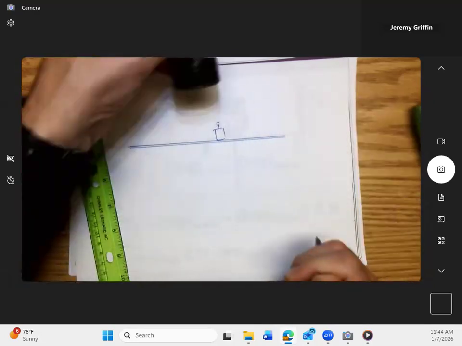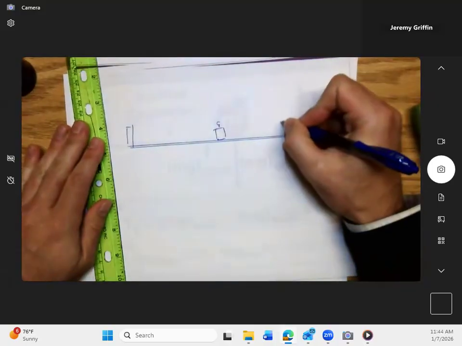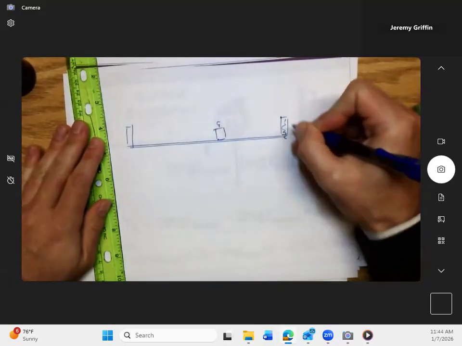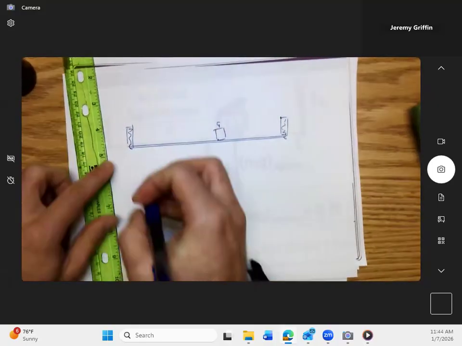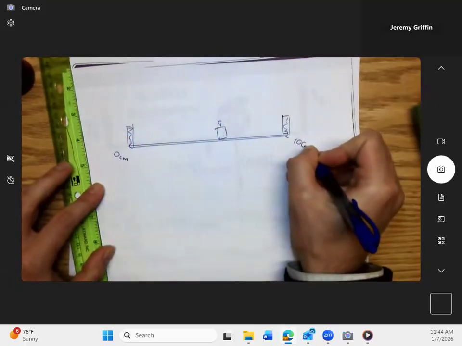Stack it right on your stick. Come on, right there. Okay. And let's hold a couple of spring scales at the ends. Spring scale, and this will be at the 0 centimeter mark and at the 100 centimeter mark. Okay.